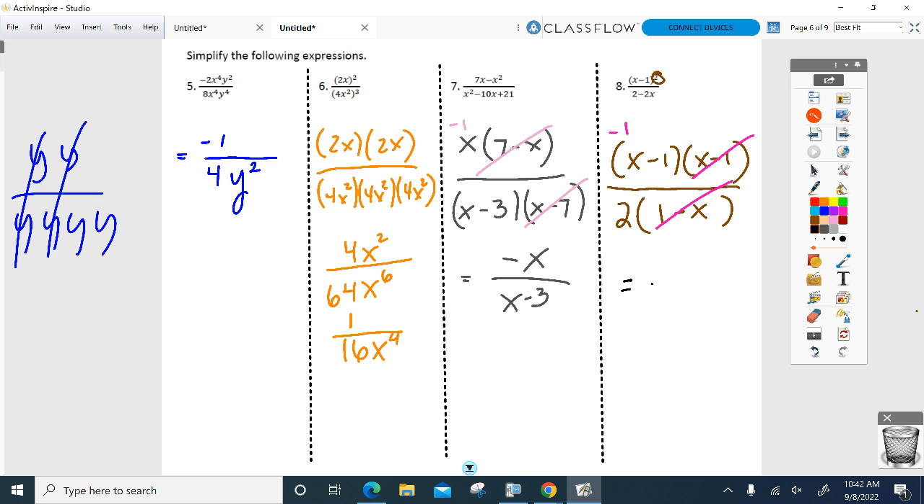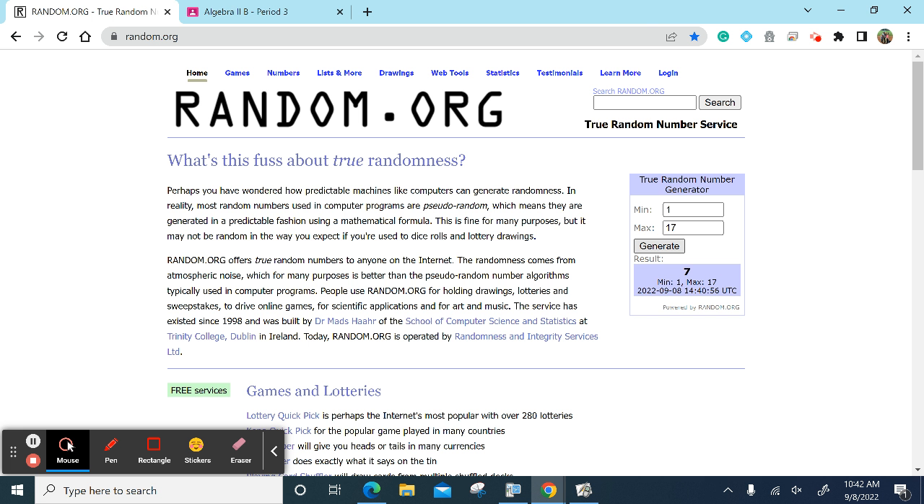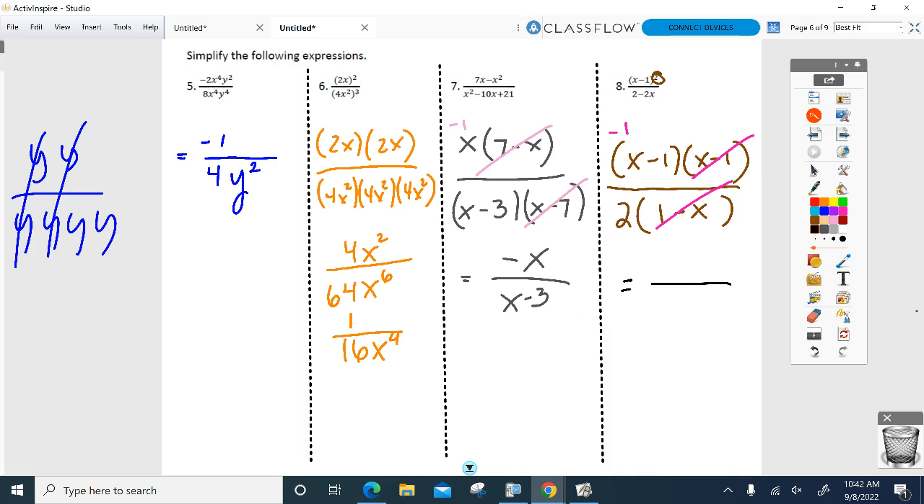All right, let's finish it. What's left on top? X minus 1 and minus 1. Okay, so I'll just write this. Negative 1, x minus 1. You don't have to do a darn thing. Just rewrite it. And what's left on the bottom? 2. Yeah. Don't try to be a hero. Just leave it. There's nothing else I can cross out.